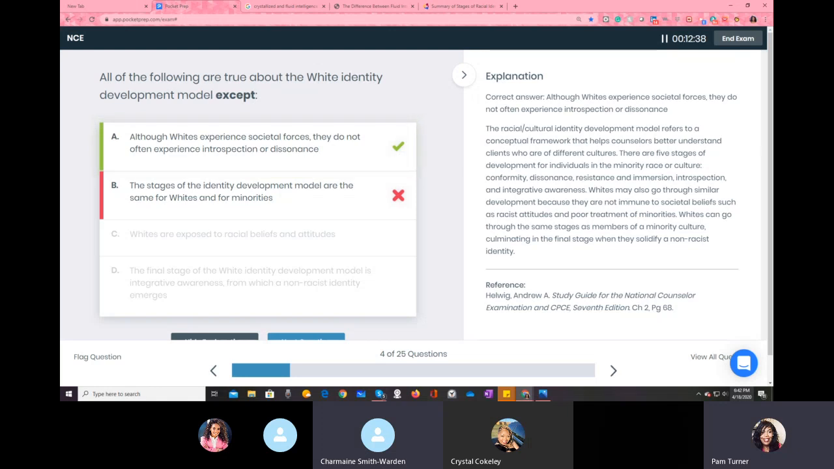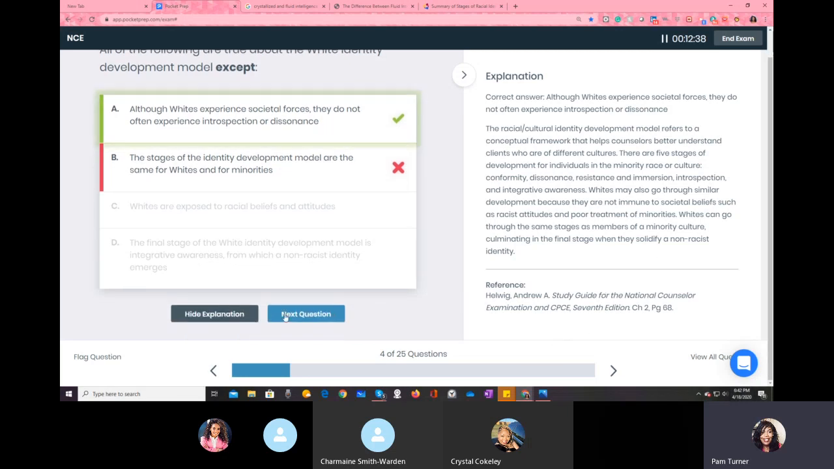For most of my students, they're surprised when it talks about how whites also go through some issues with racism. So whites can go through the same stages as members of the minority culture, culminating in the final stage, where they solidify their non-racism. But whites may also go through some similar development because they're not immune to societal beliefs, such as a racist attitude and poor treatment. Okay.